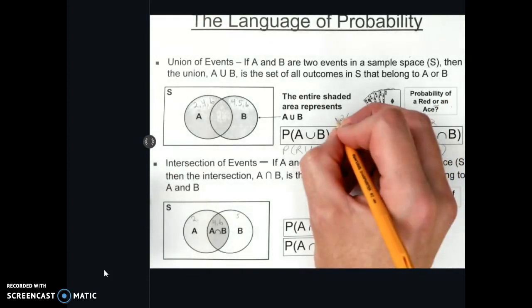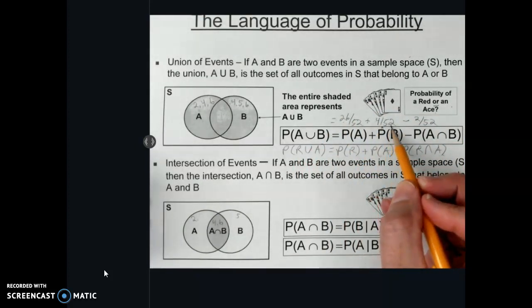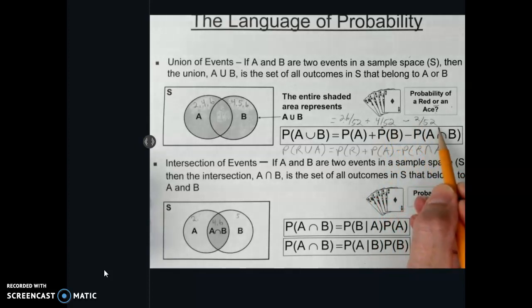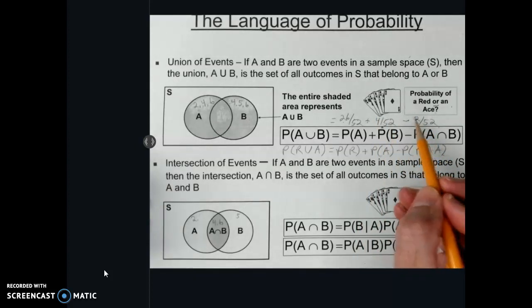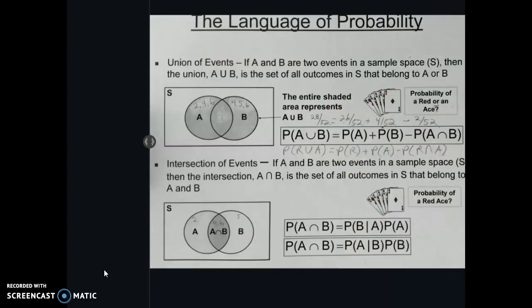Now if you do this, you're going to get 26 out of 52 plus 4 out of 52 minus 2 out of 52. So that's going to be 28 out of 52. So the probability of getting a red or an ace in a standard deck of cards is 28 out of 52. Makes sense, right? Because you have 26 reds and then you have 2 aces on top of that that are black. Now let's do the mathematical computations for intersection.